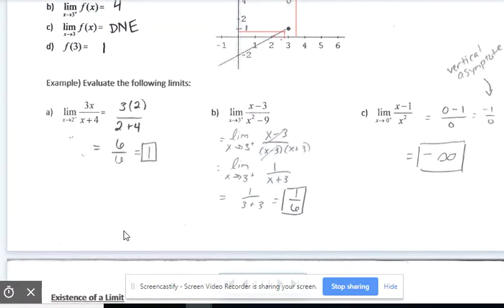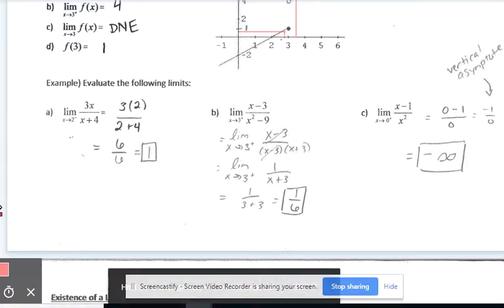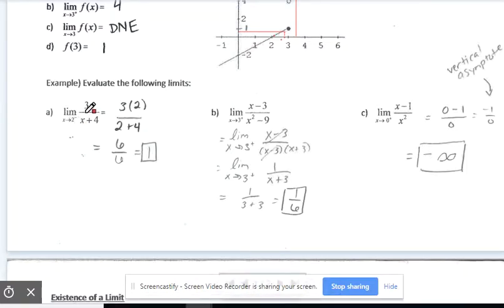What we haven't really done is evaluating left and right-hand limits just using substitution. So the good news is it's kind of the same idea as what we were doing before. So if we have here the limit as x approaches 2 from the left of 3x over x plus 4, the first thing we want to do is just plug in 2. And you can see that when we do that here, we get 6 over 6, which is 1. So that means that the limit exists at 2.